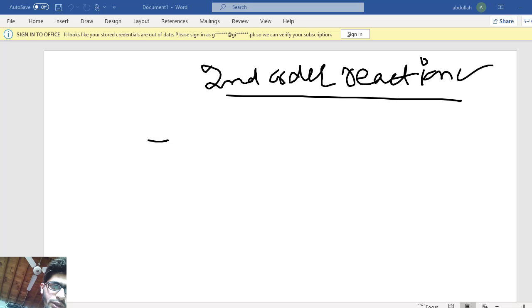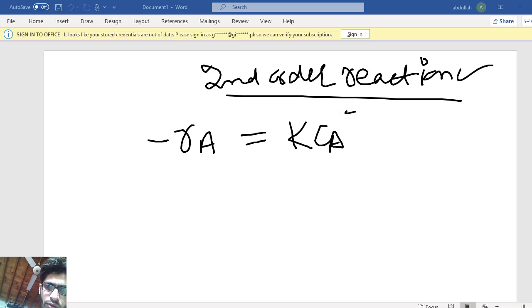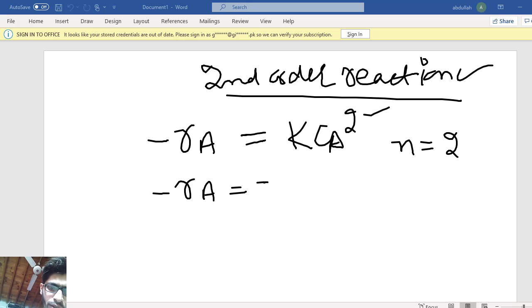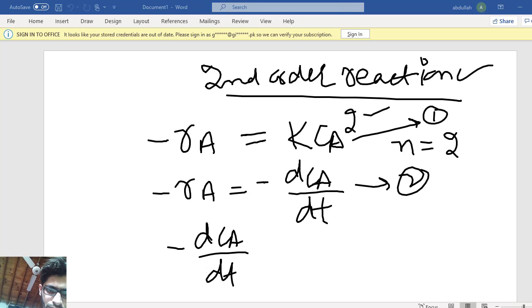Now the general rate law for the second order reaction is r_A = k C_A to the power n, where n is equal to 2. This n shows the order of the reaction, so it is a second order reaction. Now we know that r_A is equal to minus dC_A divided by dt. So comparing equation 1 and equation 2, we get minus dC_A divided by dt is equal to k C_A squared. This is equation number 3.